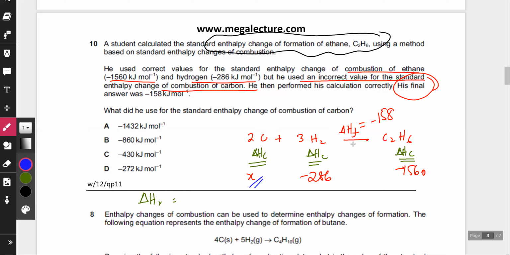So can you try and calculate, because the final answer is also known, that if you do reactant minus products for combustion, the reactants are 2 carbons, so that's 2X. And this is minus 286 times 3. And minus products, which is minus 1560, and there's only one of them. You just have to find the value of X.